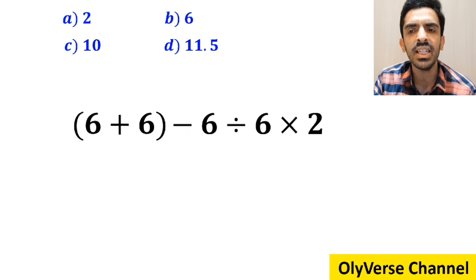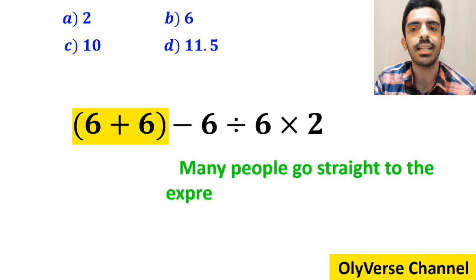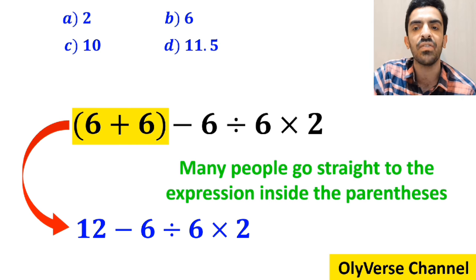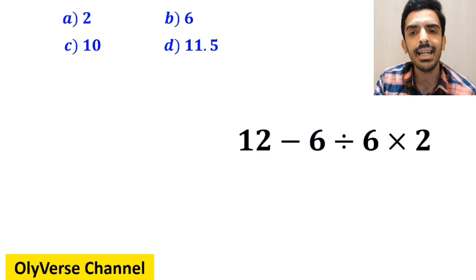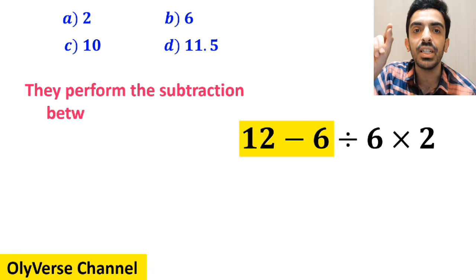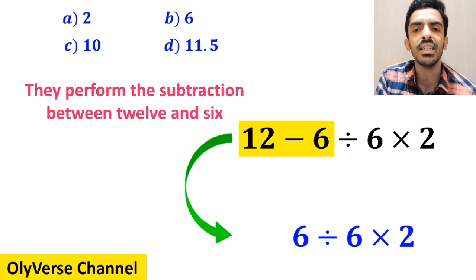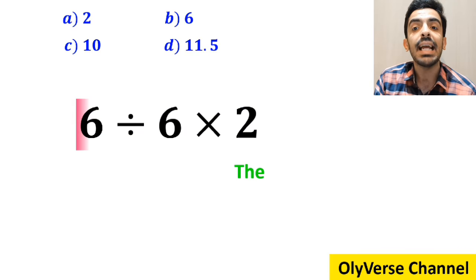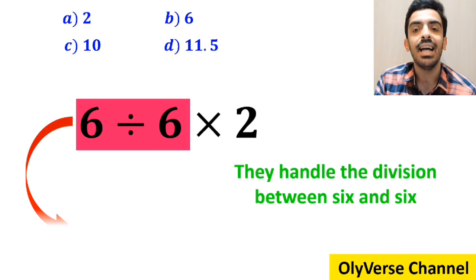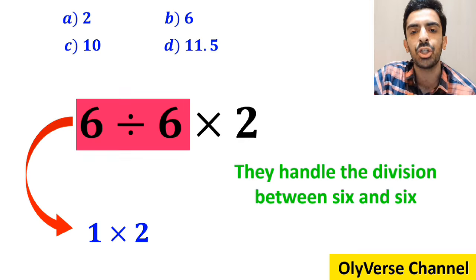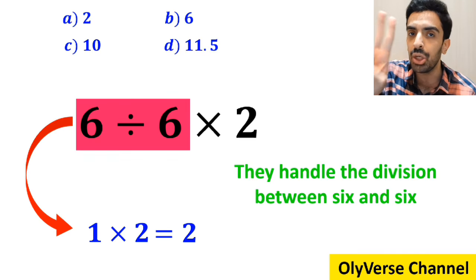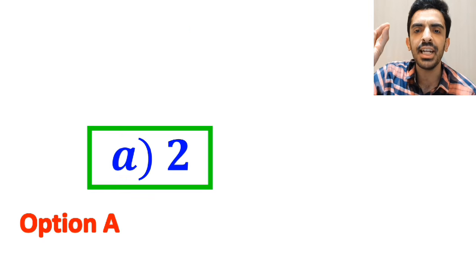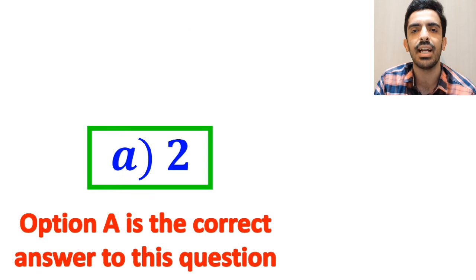In the first step of solving this question, many people go straight to the expression inside the parentheses and simplify the whole expression to 12 - 6 ÷ 6 × 2. In the next step, they perform the subtraction between 12 and 6, simplifying this expression to 6 ÷ 6 × 2. And in the final step, they handle the division between 6 and 6 and write this expression as 1 × 2, which ultimately gives us the answer 2. Then, without any hesitation, they quickly say that option A is the correct answer to this question.